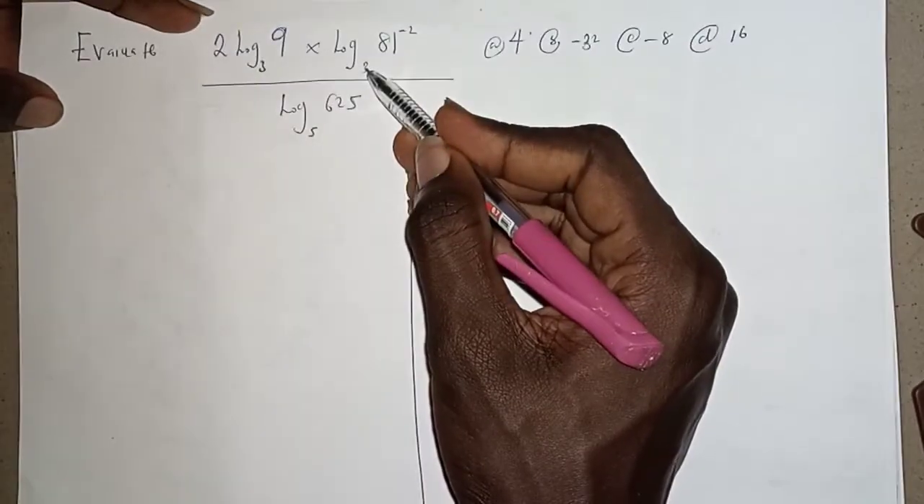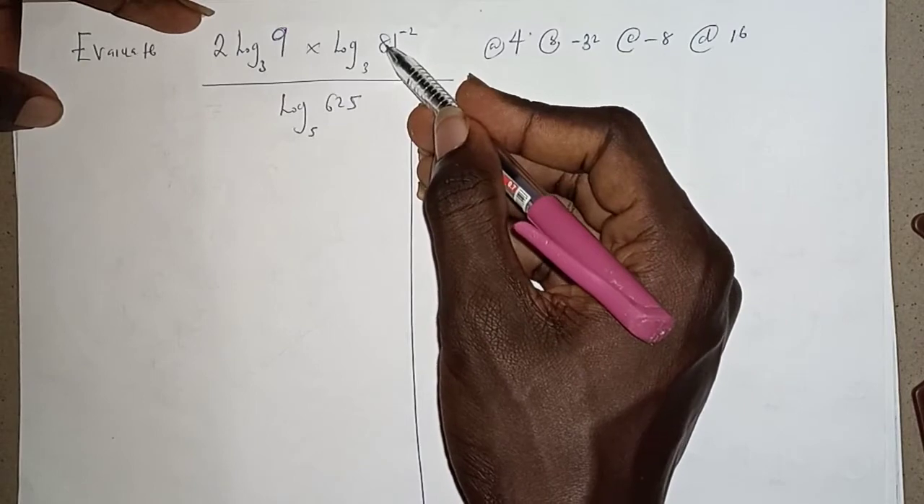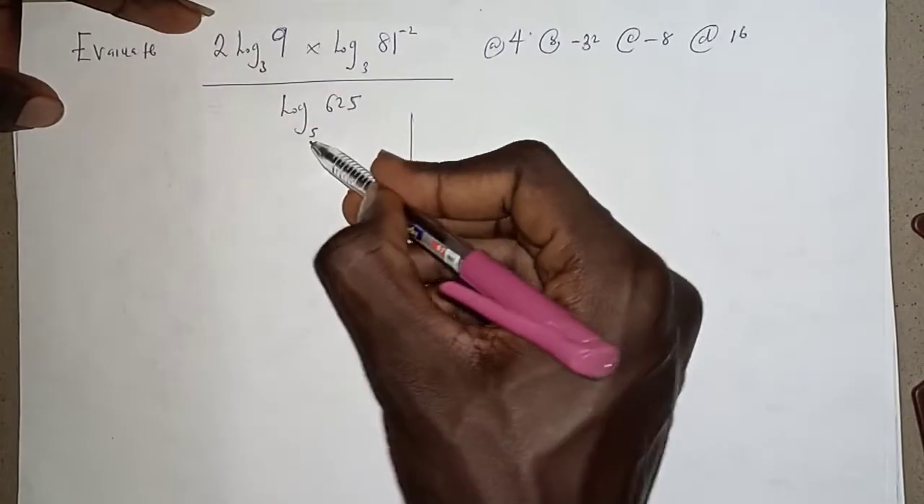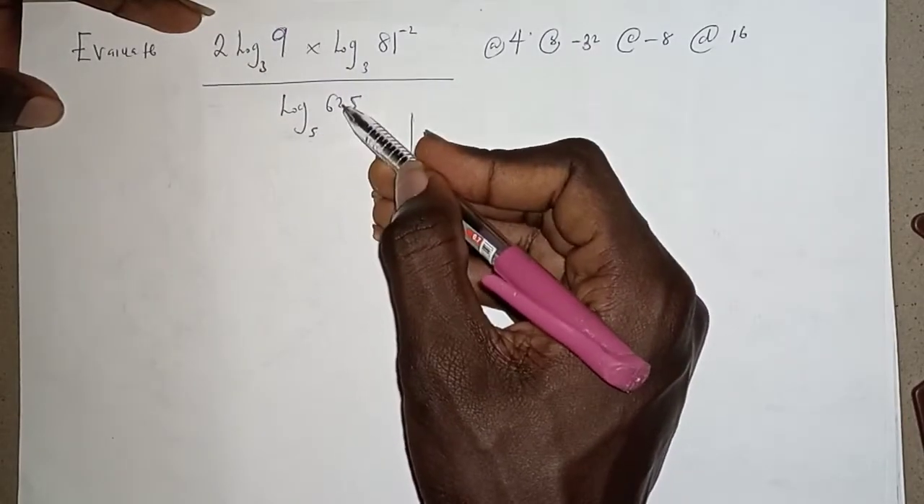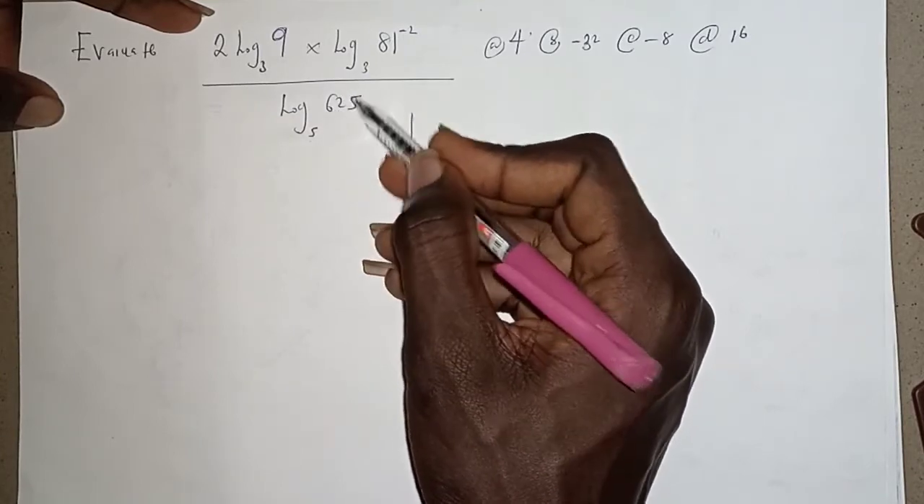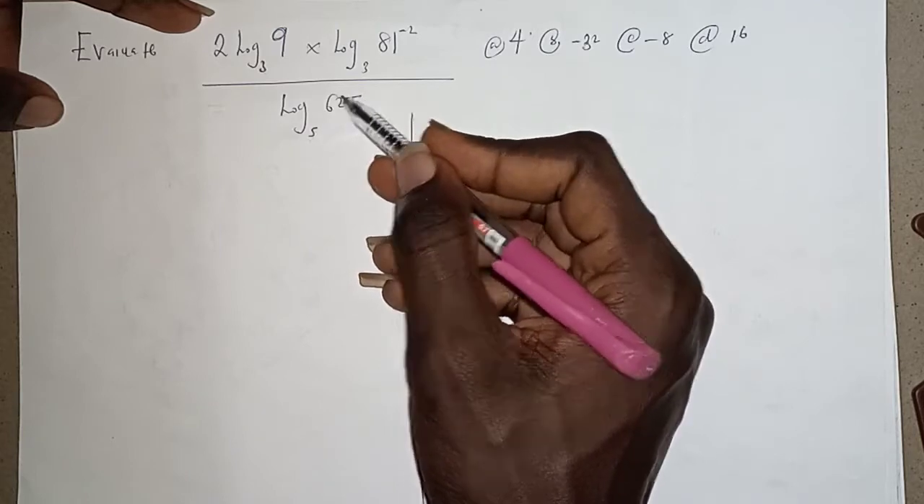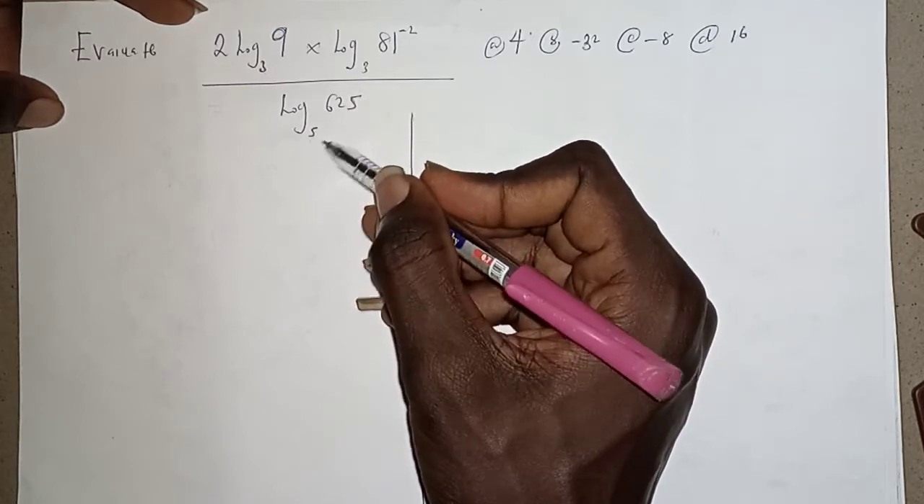So the same thing here. If I have 3 here, that means I have to break down this 81 to 3, so that's 3 raised to the power of 4. And in this case too, if I have 5 here, I have to break down this 625 to 5 raised to the power of something. So you have to express this 625 in index form, and that's 5 raised to the power of 4. So that's how to know how to work with logarithm.